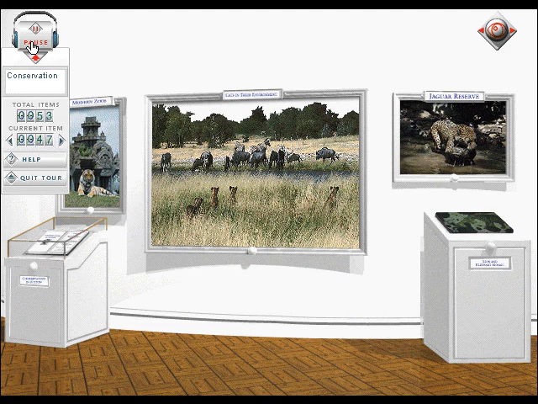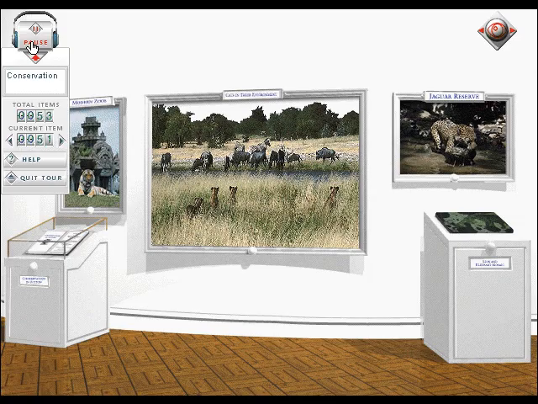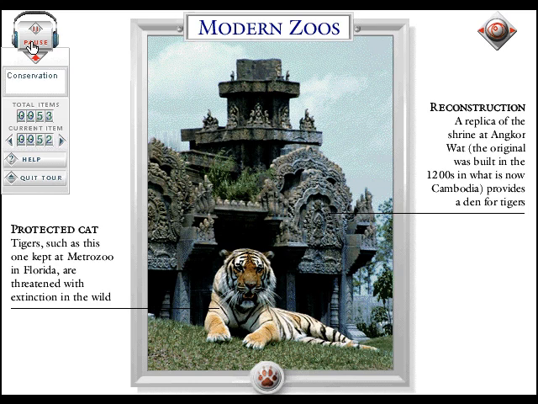For many species, the only hope of survival lies within the protective environment of special conservation reserves. In Belize, in Central America, the first jaguar reserve has been established. Zoos play an important part in the conservation battle. Rare cats are now being bred in zoos until such time as they can be safely reintroduced into the wild.